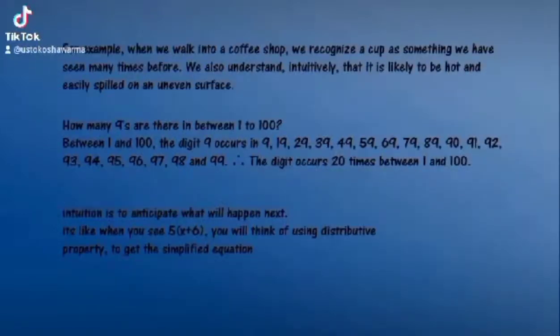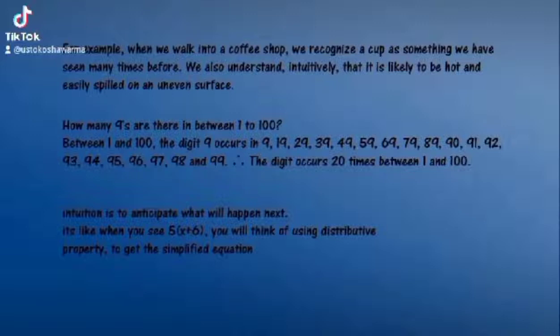For an example of intuition, when we walk into a coffee shop, we recognize a cup as something we have seen many times before. We also understand intuitively that it is likely to be hot and easily spilled on an even surface. Of course, it's a coffee shop, so it is intuitively thought.